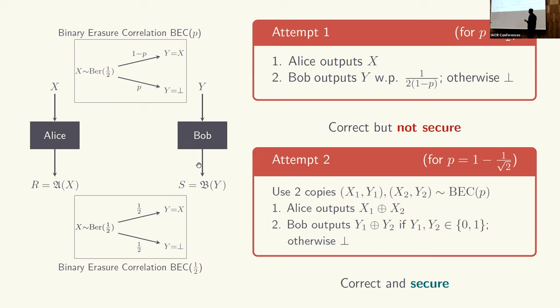But when either one of these is bot, then Bob has no idea what Alice's output is, because it's pretty much masked by the input that is not known to Bob. But something to note here is that interestingly, in attempt one, we get correctness but not security, but this works for any p that is less than half by appropriately choosing the quantity with which we further erase. But here we are using two copies and somehow we are only able to move from p equal to 1 minus 1 by root 2 to p equal to half. And this is a property that we will see going forward too.